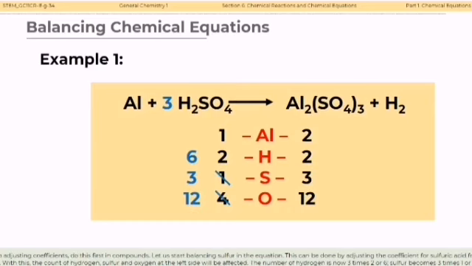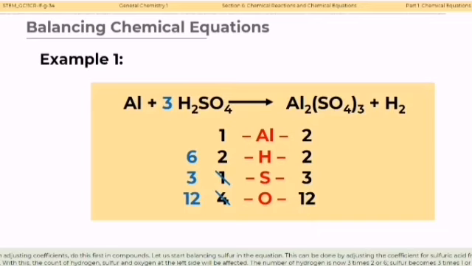In adjusting coefficients, do this first in compounds. Let us start balancing sulfur in the equation. This can be done by adjusting the coefficient for sulfuric acid from 1 to 3. With this, the count of hydrogen, sulfur, and oxygen on the left side will be affected. The number of hydrogen is now 3 times 2 or 6. Sulfur becomes 3 times 1 or 3. And oxygen is 3 times 4 or 12.